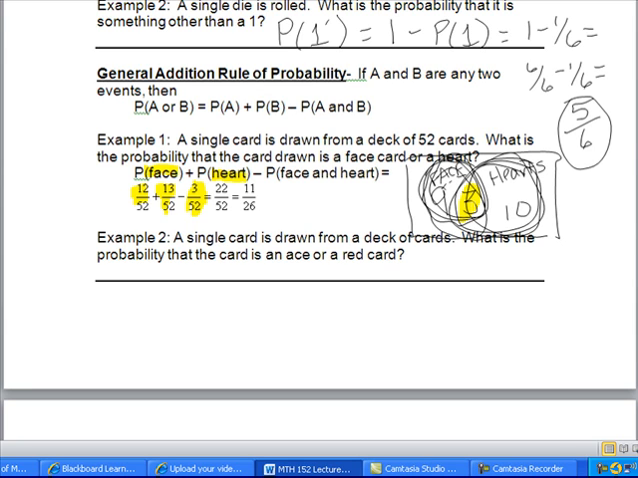Okay, so example 2. This is for you to think about. We're drawing a single card. What is the probability that the card is an ace or a red card? Pause the recording and see if you can come up with the answer. Once you think you have the answer, then go ahead and restart it, and we'll go through the problem together.